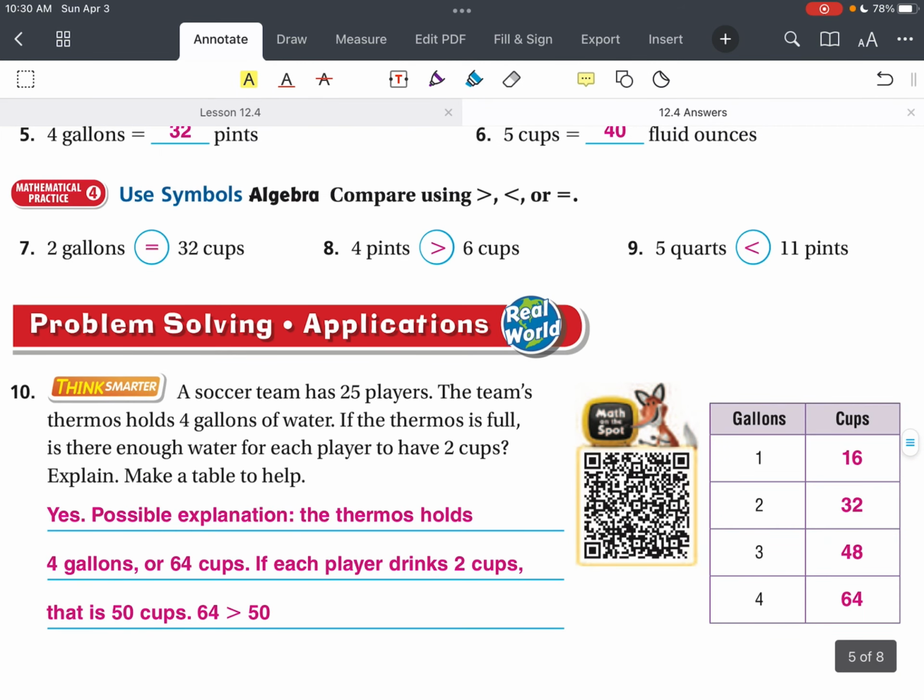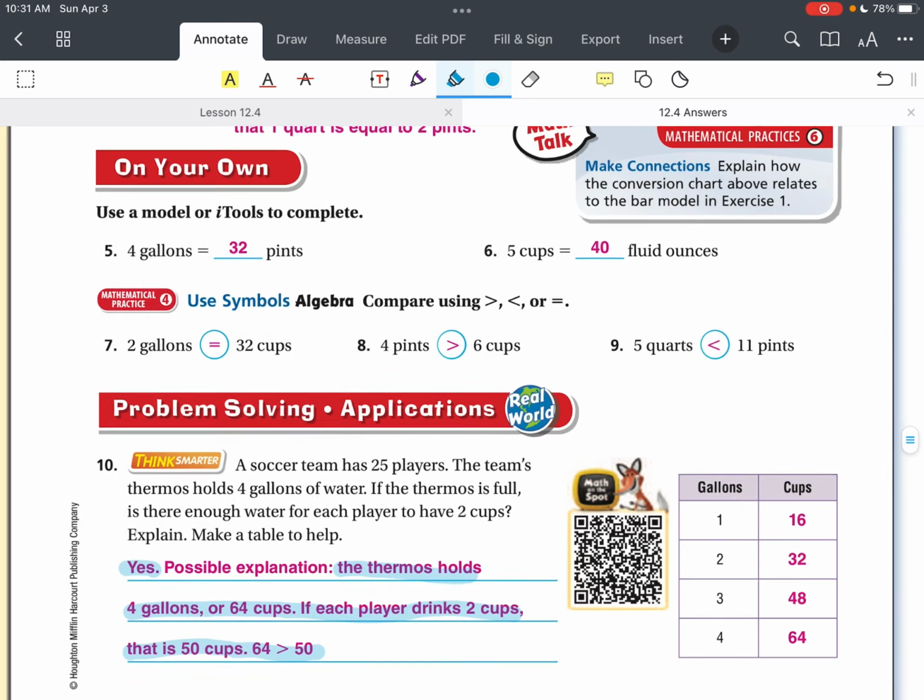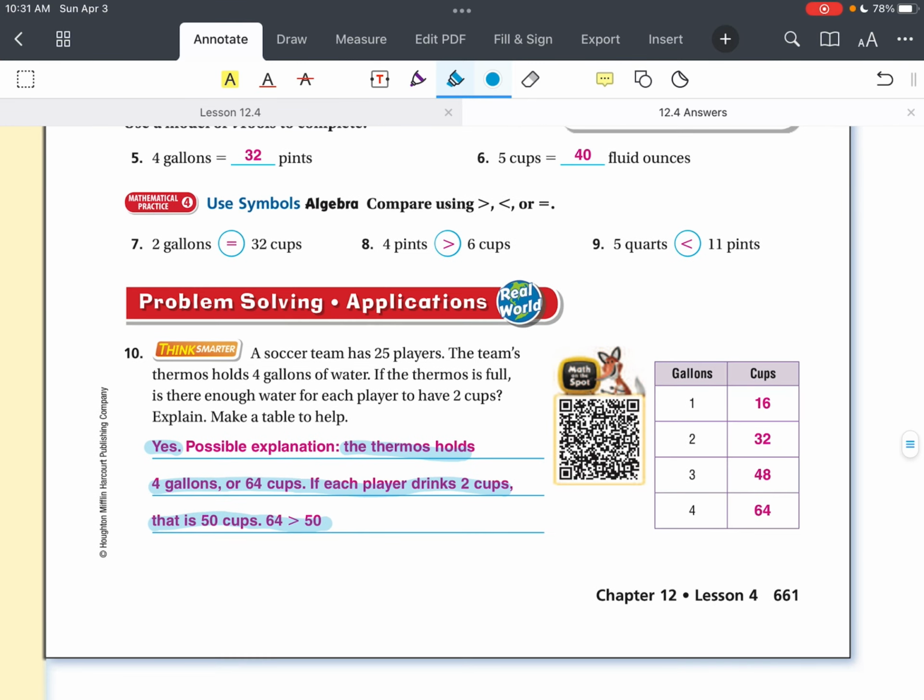All right, so the way they say that is, yes, the thermos holds 4 gallons or 64 cups. If each player drinks 2 cups, that is 50 cups, and 64 is greater than 50. So there would be enough. All right, that was lesson 12.4, page 661.